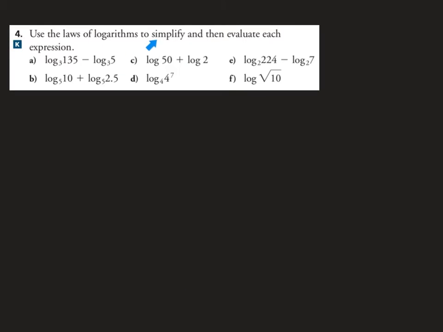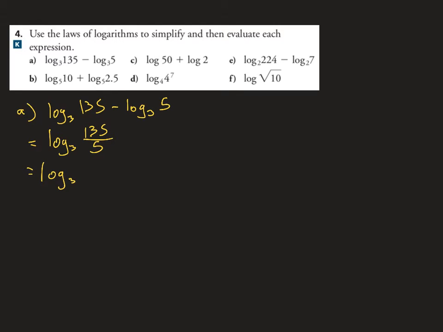Use the laws of logarithms to simplify and then evaluate each expression. All right, so start with A. So we got log base 3 of 135 minus log base 3 of 5, which is equal to log base 3 of 135 over 5. So that's equal to log base 3 of 27. And that is equal to 3.